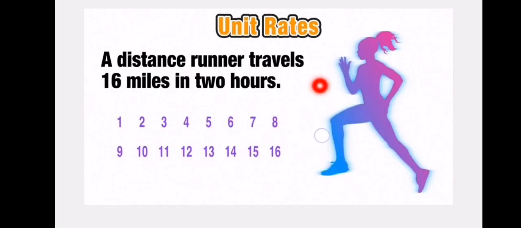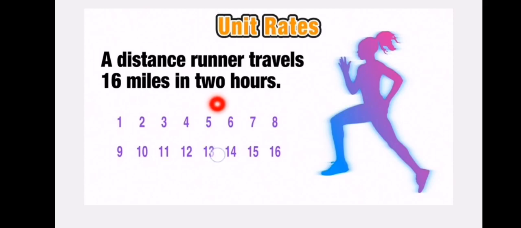Let's see this one. Here I have a runner that travels a distance of 16 miles in 2 hours. 16 miles to 2 hours. What do we call this? We call it a rate. Can I call it a unit rate? No. Why not? Because here I have 16 to 2, not to 1. It means just a rate, not a unit rate. If I want to convert this one to a unit rate, what can I do?